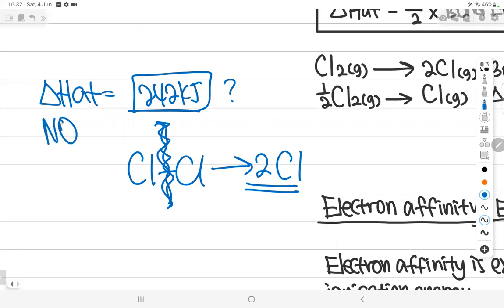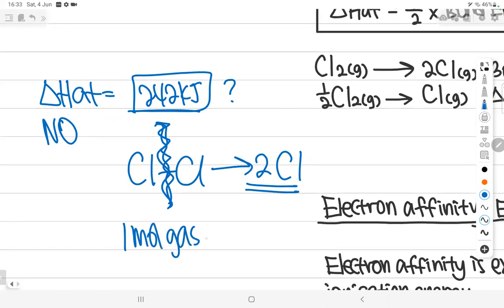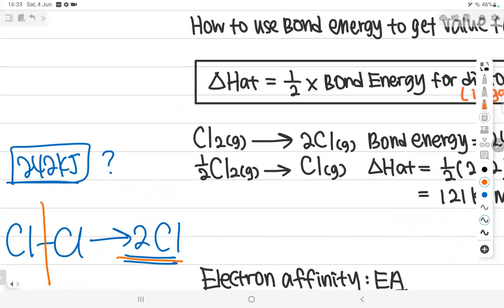Because to get enthalpy of atomization, I only need 1 mole of gas atoms. Yes, I already broke the bond, but when the bond is broken here, it results in 2 moles of gas atoms. I don't want 2 moles of gas atoms. I need 1 mole of gas atoms only. So what should I do? If you want 1 mole of gas atoms, let's do the mathematics. How do we change the 2 here to become 1 mole of gas atoms? The whole equation is multiplied by half.